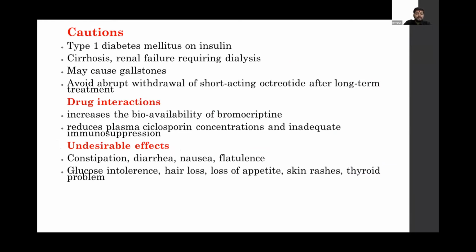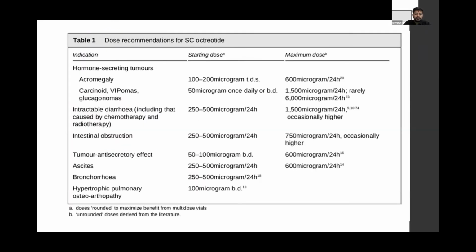Cautions with octreotide are for type 1 diabetes mellitus on insulin, cirrhosis, and renal failure requiring dialysis. It may cause gallstones, and avoid abrupt withdrawal of short-acting octreotide after long-term treatment. Drug interaction: it increases the bioavailability of bromocriptine and reduces plasma cyclosporine concentration, causing inadequate immunosuppression of cyclosporine. Undesirable effects are constipation, diarrhea, nausea, flatulence, glucose intolerance, hair loss, loss of appetite, skin rashes, and thyroid problems.